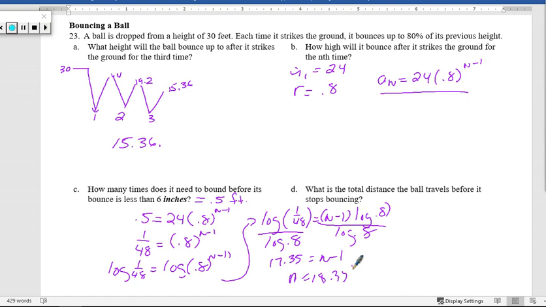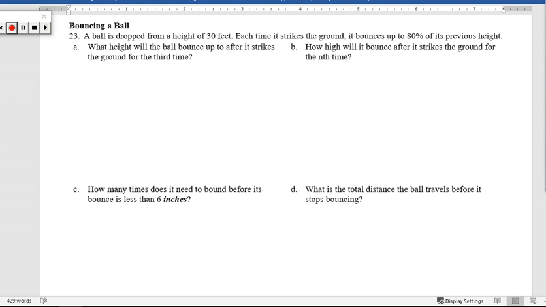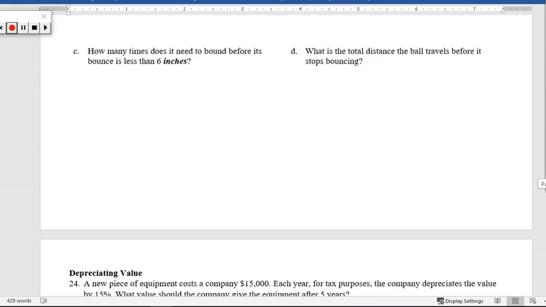Okay, and the last thing I want to know is what is the total distance traveled? So now we're looking at a sum. What we're looking for here is the total distance traveled. Now this time we actually do need to include 30. So we're looking at a sub n of just going down, just the down bounces at first. It's going to be equal to 30 times 0.8 to the n minus 1. So over here, we're looking for the sum of this here.